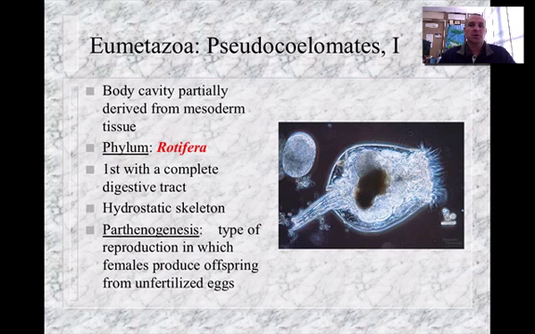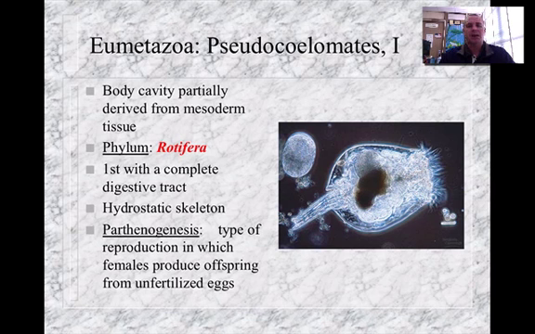The next one is the pseudocoelomates. Now, the pseudocoelomates have a false coelom. They do have a partially lined cavity with mesoderm, and Rotifera is the first phylum that we have. They're the first group to actually have a digestive system. They have a hydrostatic skeleton, and you might have a hydrostatic lawnmower or tractor at home. It has liquid inside of it that helps it move. Well, it's similar here. They have an outer covering that's held up by this hydrostatic, this fluid pressure inside of them.